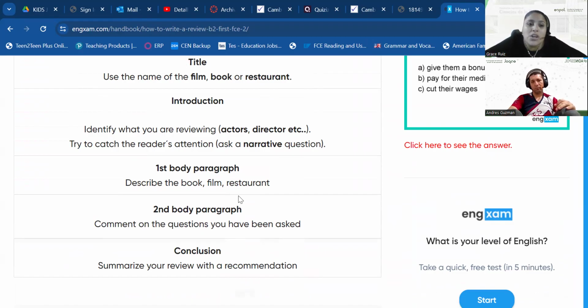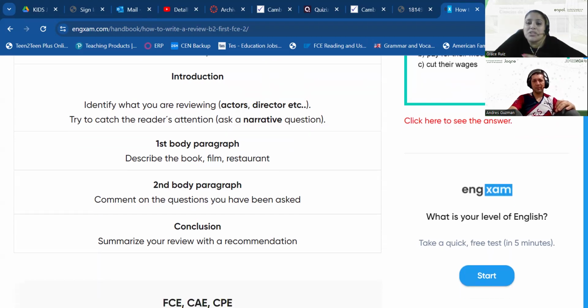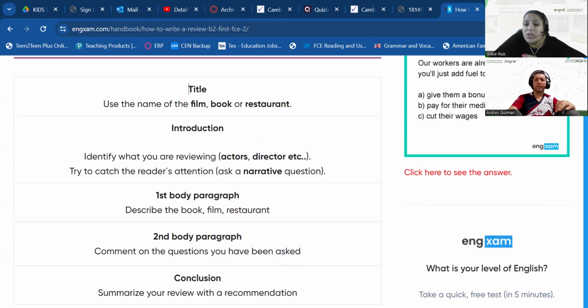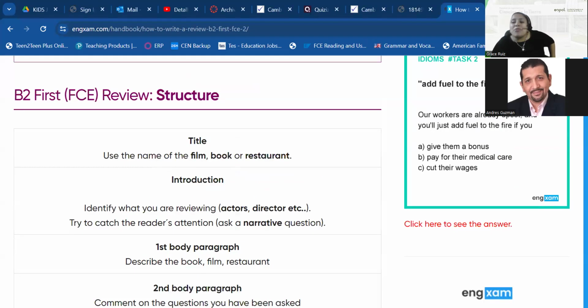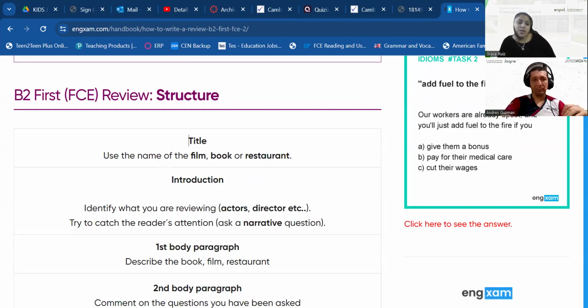En este caso, use the name of the film, book, or the restaurant, ¿ya? Entonces necesitamos un title, luego necesitamos una introduction. Yeah, it could be a different title. Like, acuérdate que you can be creative. So for example, if I am talking about a restaurant in which they make their own chocolate, like I was talking about the mouth-watering, you can say a mouth-watering experience. And that can be your title, ¿no?